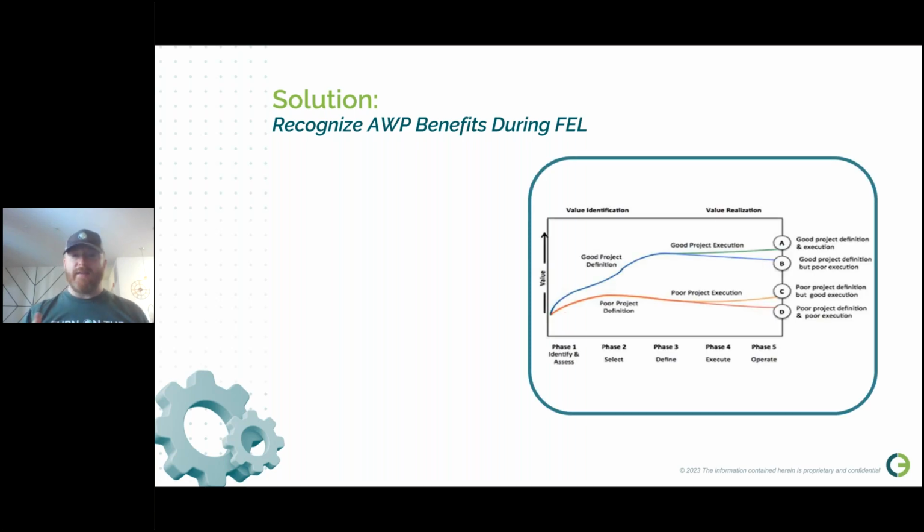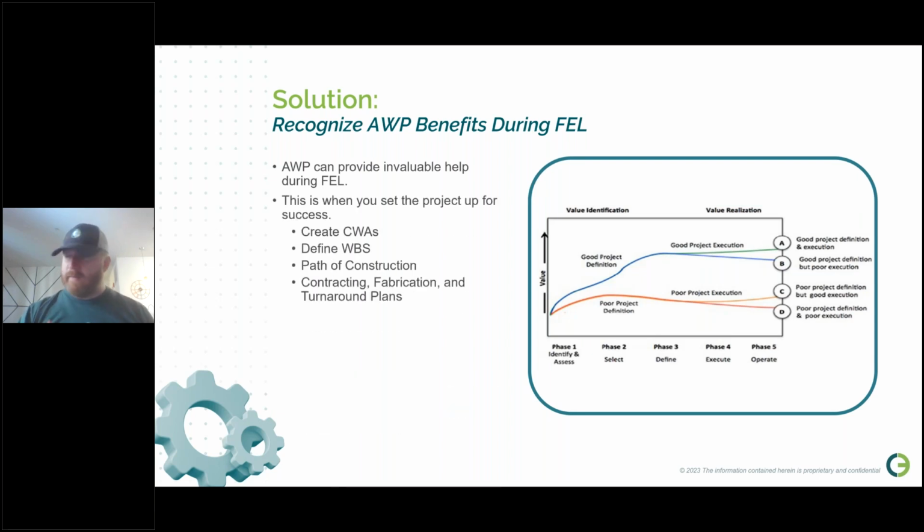Recognizing the benefits of AWP during FEL. AWP can be a very, very useful tool during FEL. This is when you're building the building blocks for AWP success. You're creating your construction work areas. You're defining your work breakdown structure and your CWP matrix and your EWP matrix. You are most critically doing a path of construction.